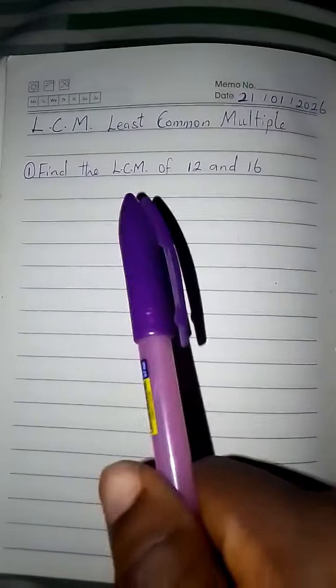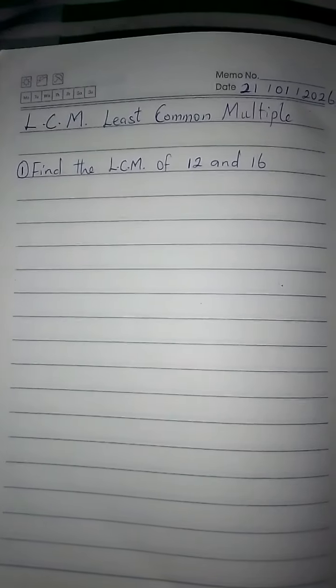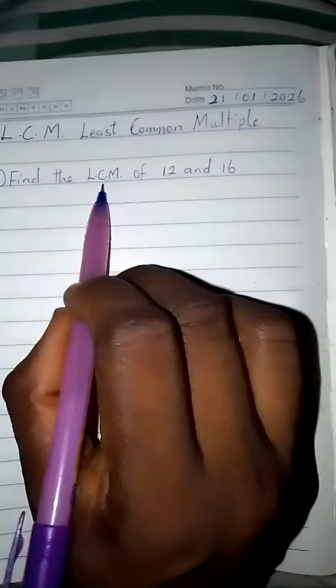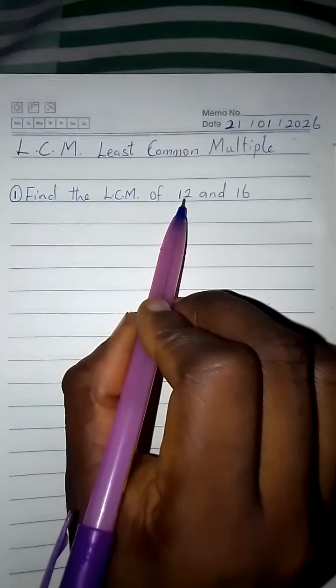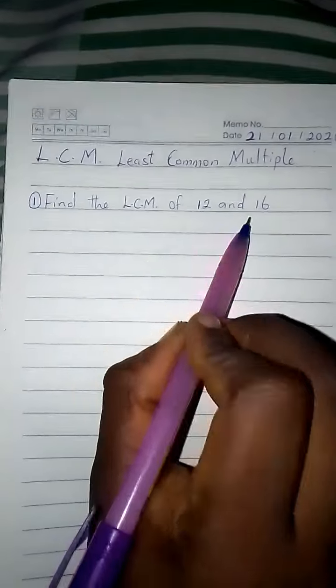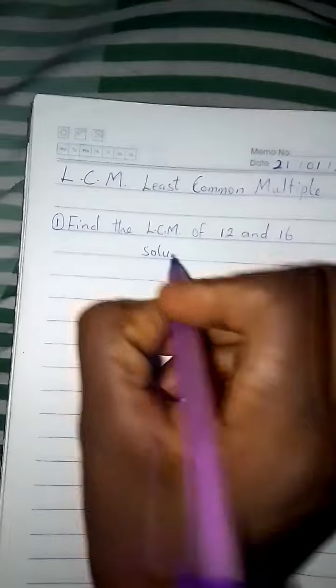That's multiples. So now we are dealing with least common multiple. You can also call it lowest common multiple. I told us before that when you hear multiple, and you hear common, it has to involve more than one number. So the LCM of 12 and 16 means we should find the least number that 12 and 16 can divide without remainder. The method we use for that is factorization.